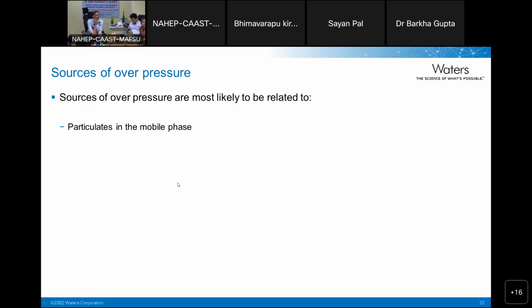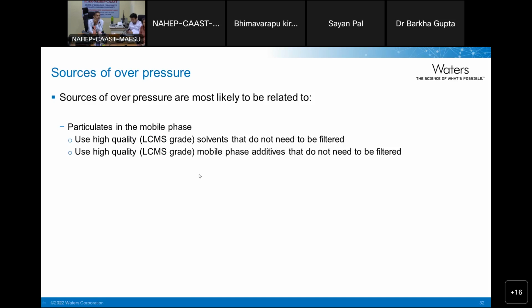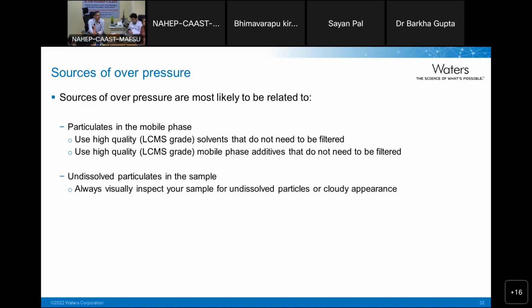The sources of overpressure can be particulates in your mobile phase. How to overcome that? Use good quality solvents that need not be filtered. Again, good quality mobile phase additives, undissolved particulates in your sample. Always visually inspect your sample for undissolved particles or cloudy appearances. Whenever possible, filter the sample. Alternatively, centrifuge your sample and take out the top part of your sample.